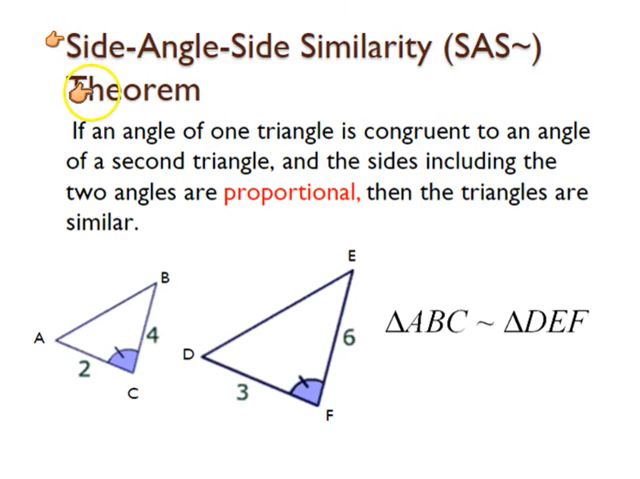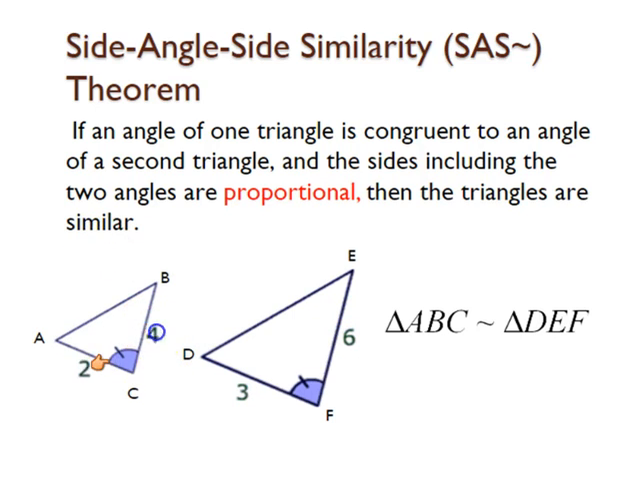So again, we're using this for similarity this time, so it's going to be a little bit different. Before, if we could prove that two corresponding sets of sides and the included angles were congruent, then the two triangles were congruent. Well, now we're using it for similarity. This theorem states that if one angle of the triangle is congruent to an angle of the second triangle, then the sides, including those angles, need to be, and if they're proportional, then the two triangles are similar.